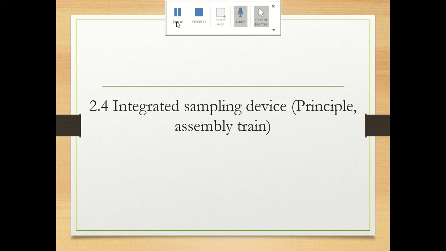Okay, today we are going to continue our lecture on 2.4, which is integrated sampling device, the principle and assembly train. Okay, we recap what we learned last week. Basically, we learned that we have two types of instrumentation or technique, which is direct sampling or integrated sampling. For direct sampling, we put the device and we can get the reading at the moment. For the integrated sampling device, we need to send our media filter or solvent tube or impinger bottle to the laboratory for analysis.